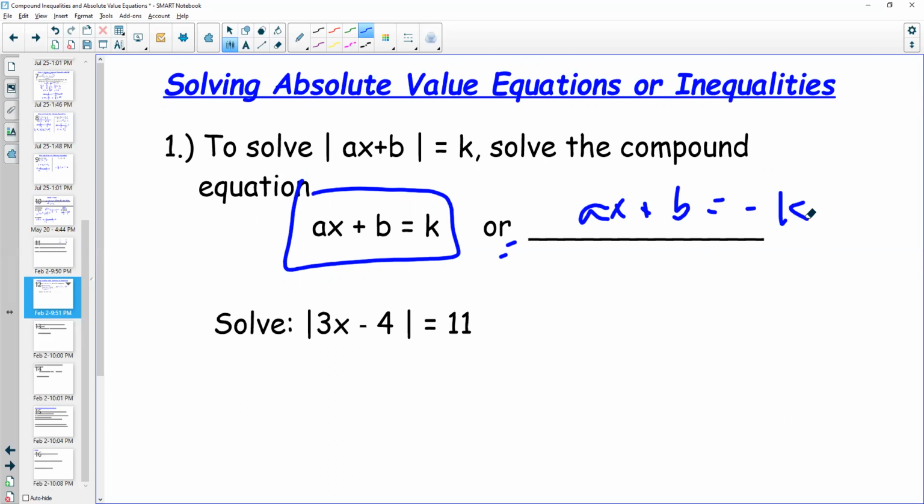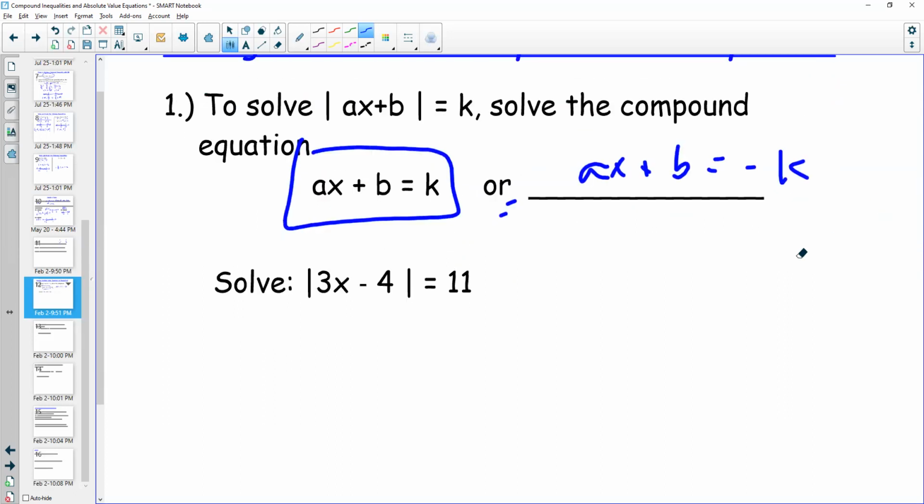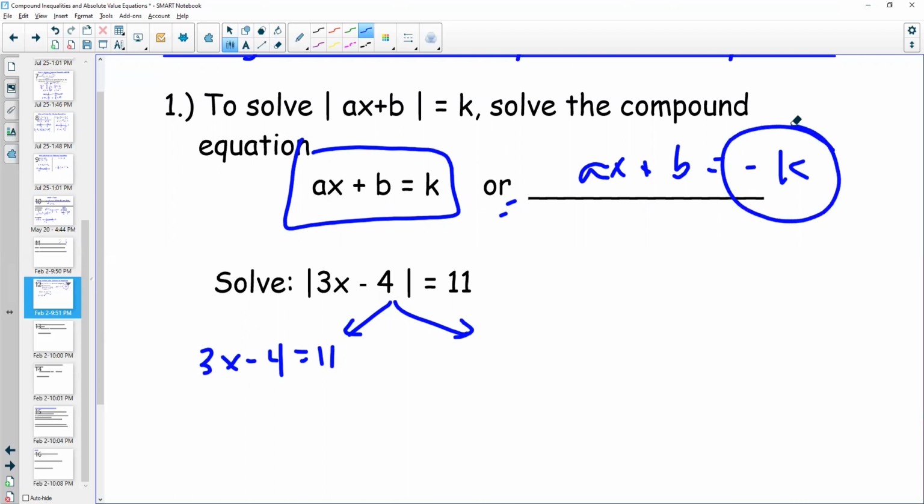So for example, let's look at this bottom one. I have the absolute value of 3x minus 4 equals 11. I'm going to do 2 cases here. The first one is just what I see, 3x minus 4 equals 11. The second one is the opposite case, this negative k. 3x minus 4 stays the same. I only mess with one side. If you mess with both sides, it's going to make a mess. It's going to get the same answer twice. 3x minus 4 equals negative 11.